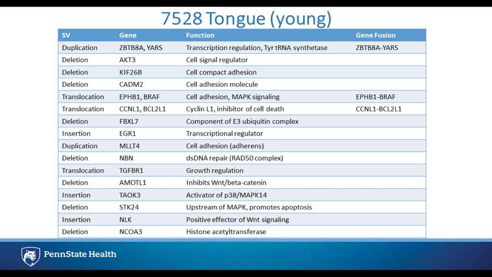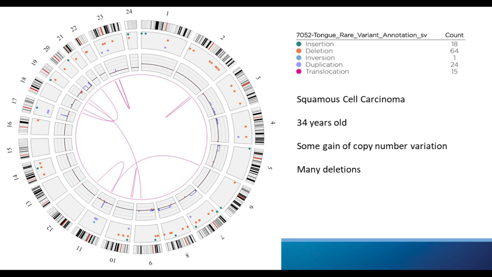Now, this patient has quite a large variety of structural variants. We can see there's a deletion in AKT3, a cell signal regulator, a translocation involving BRAF, involved in MAP kinase signaling, and also resulting in gene fusion. A translocation that involves BCL2L1, involved in apoptosis, as well as an insertion in TAOK3, which is an activator of MAP kinase, a deletion in STK24, which is involved in the MAP kinase pathway, and an insertion in NLK, which is involved in Wnt signaling.